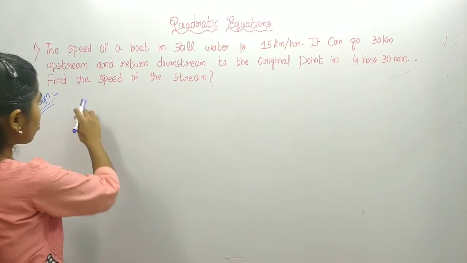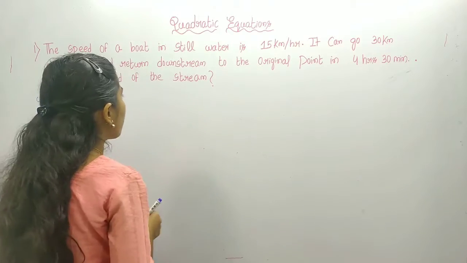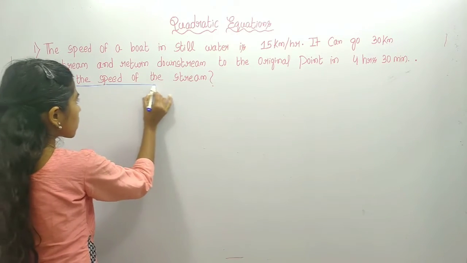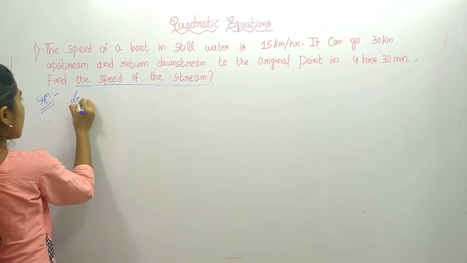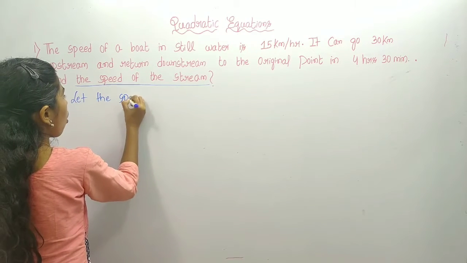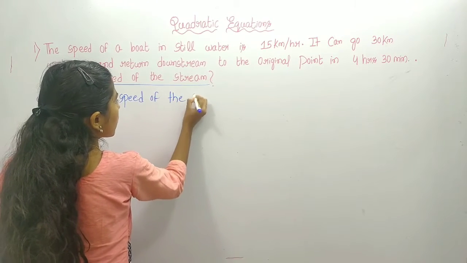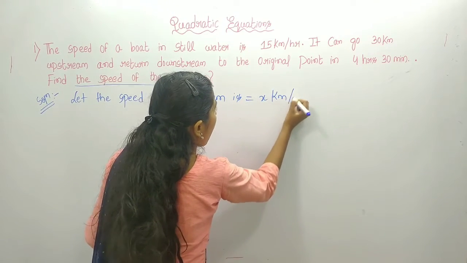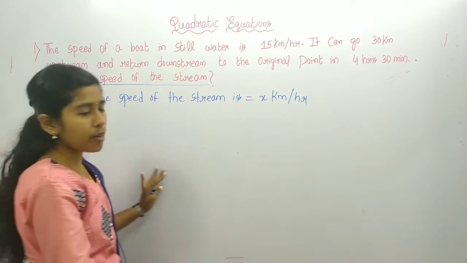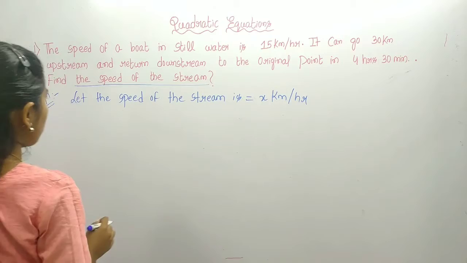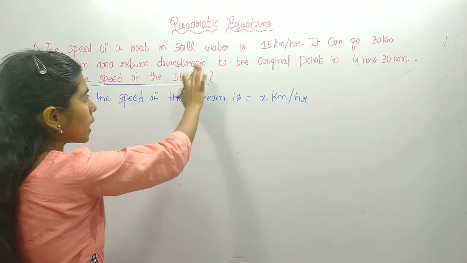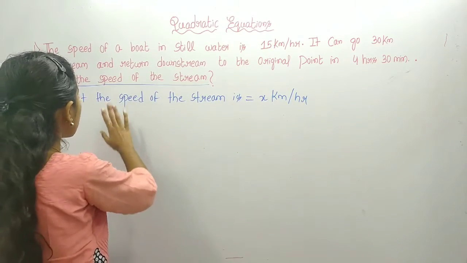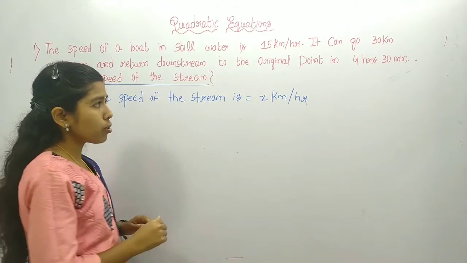Here it's given to find the speed of the stream. So, first our common point is we have to take x. It's given to find the speed of the stream, right? So let the speed of the stream be x kilometer per hour. Now you come to the point, the speed of a boat in still water is 15 kilometer per hour. It can go 30 kilometer upstream and return downstream to the original point.